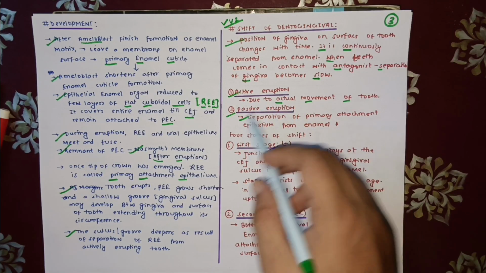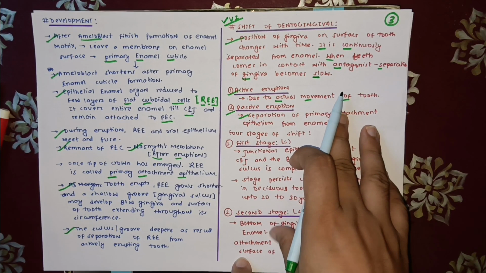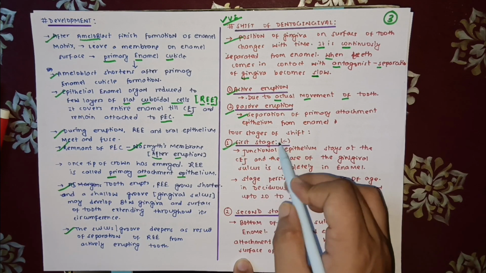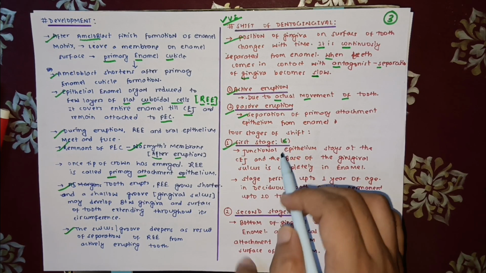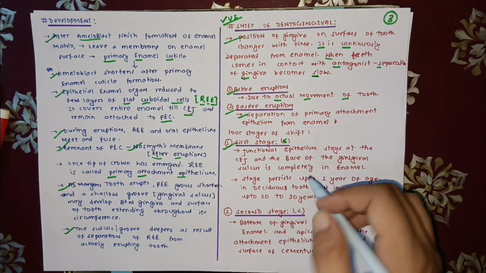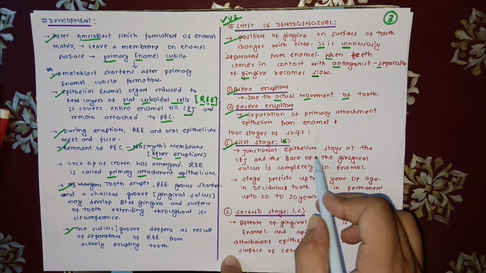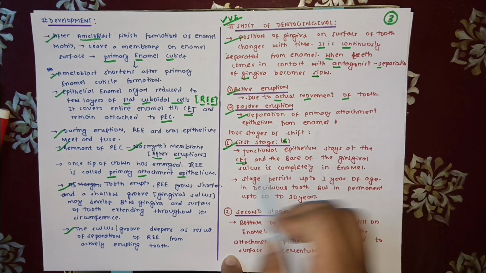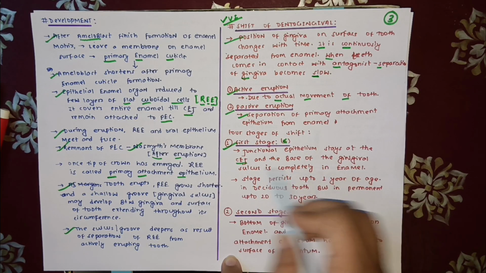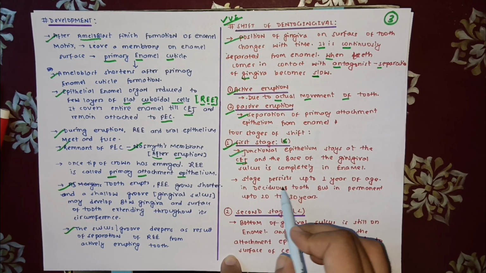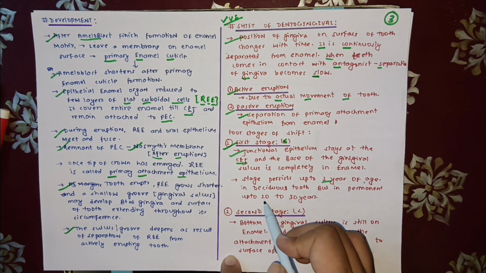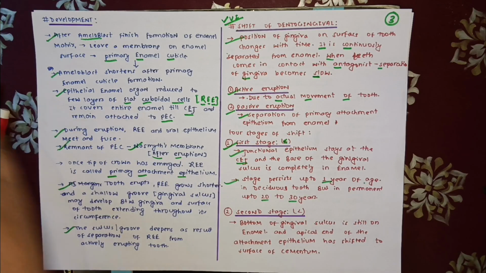So we have one active eruption, another passive eruption. After that there are 4 stages of the shift. In the first stage, I have written like this, and I will explain why at the end. The junctional epithelium stays at the cemento-enamel junction, and the base of the gingival sulcus is completely in the enamel. This stage persists up to 1 year of age in the deciduous tooth, but in a permanent tooth up to 20 to 30 years. I will show you the picture, then it will be more clear.